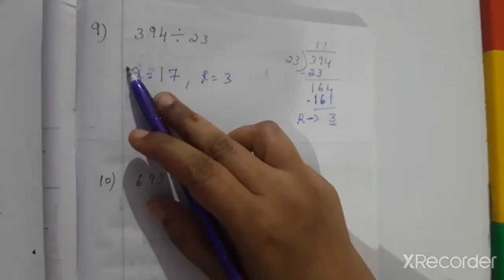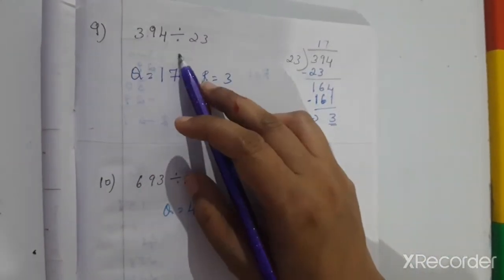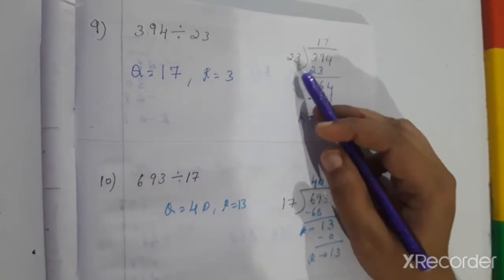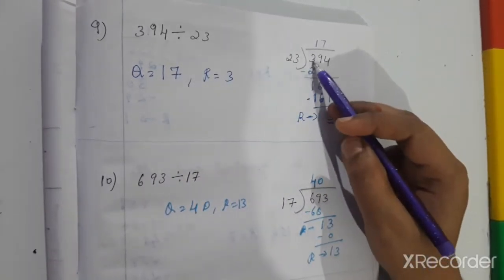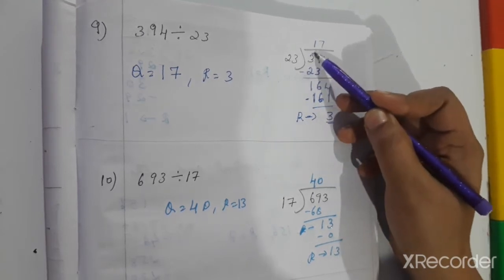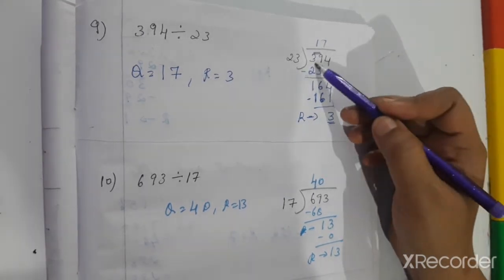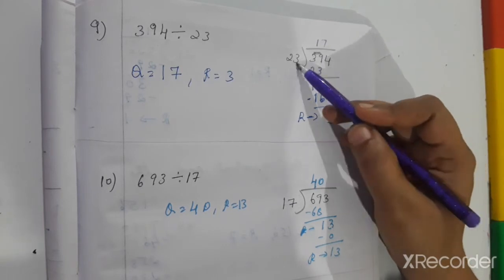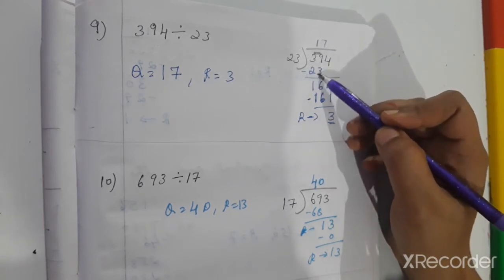Next is 394 divided by 23. 23 here, 394. Whether we can consider 3? No, because 3 is less than this number. So we have to consider 39. Nearer to 23, how much are nearer to 39?